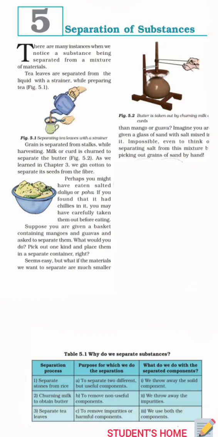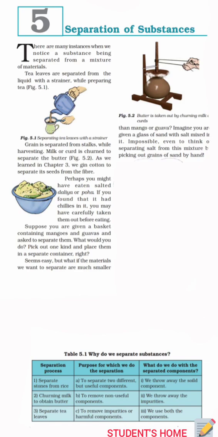Okay, class, so we are starting our next new chapter, chapter number 5, Separation of Substances. So, class, there are many instances when we notice a substance being separated from a mixture of materials. Tea leaves are separated from the liquid with a strainer while preparing tea.